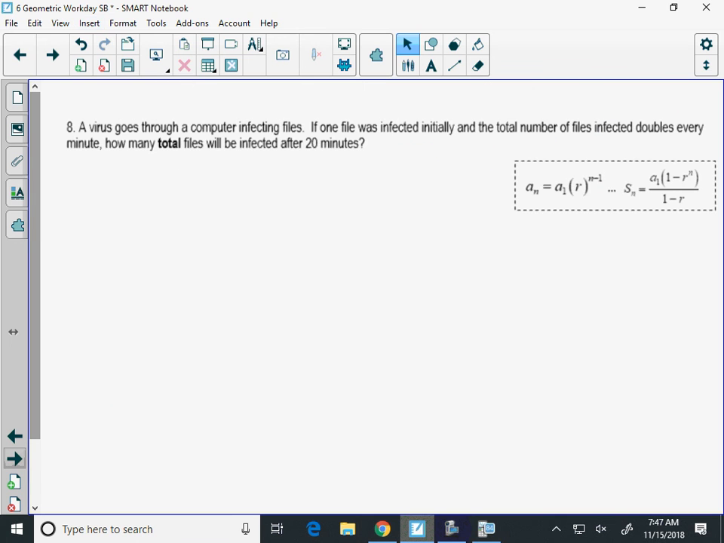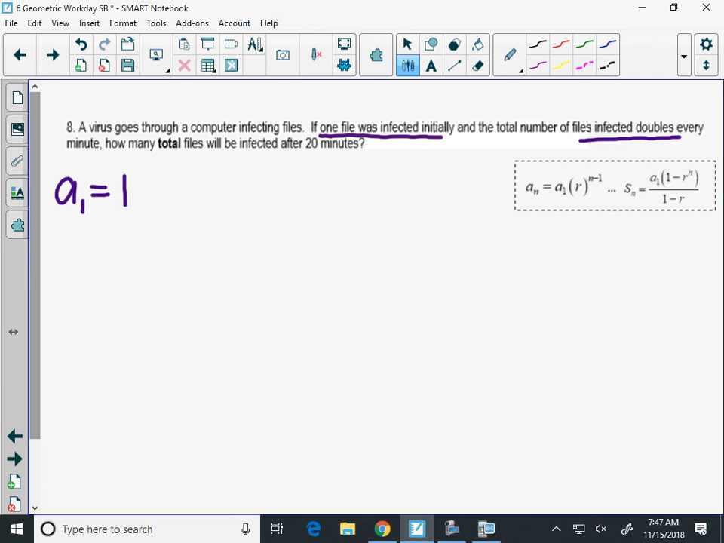Okay, let's look at the next one here. Now we have some word problems to finish off. It says a virus goes through a computer infecting files. One file was infected initially, and then the number of files doubles every minute. Okay, so let's start with what we know. One file was infected initially. That means your first term of this pattern is 1. You start with 1. The number of files doubles every minute, which means that your common ratio is 2. That's what you are multiplying by to find the next term.